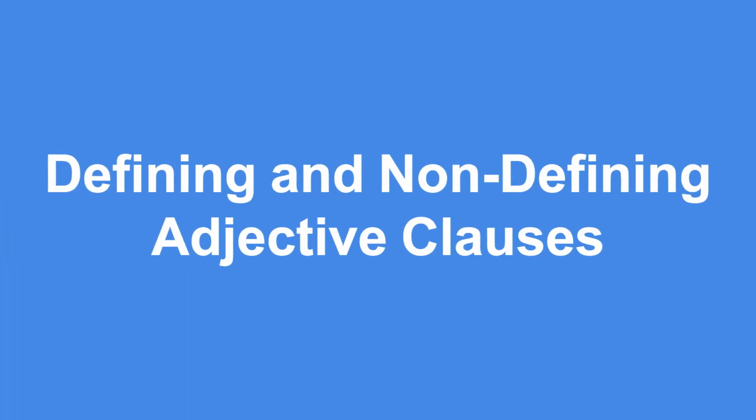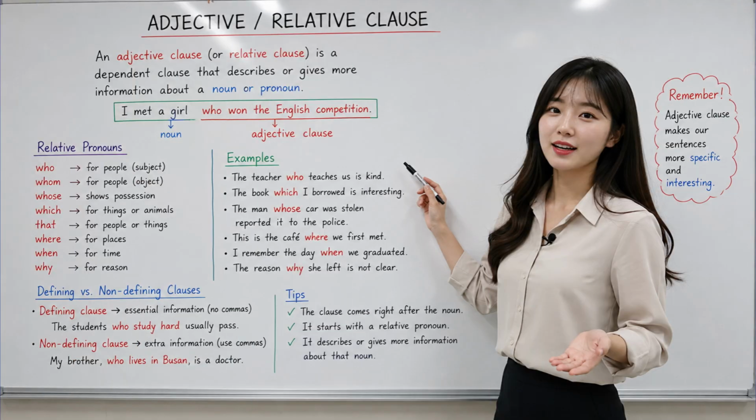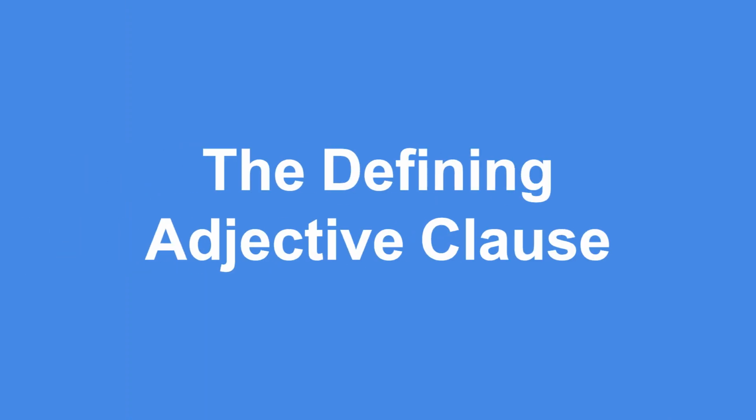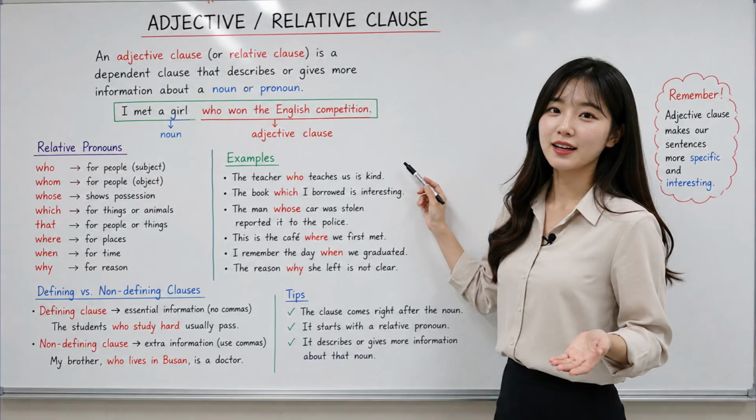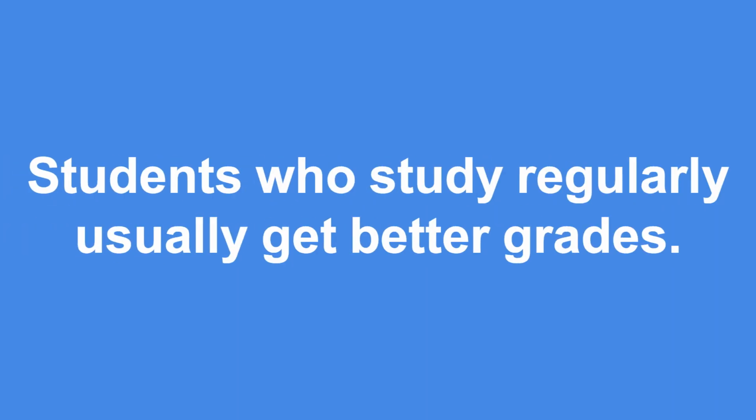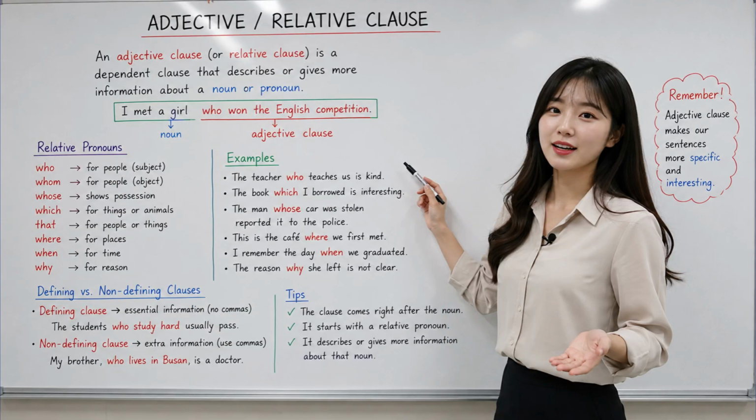Defining and non-defining adjective clauses. There are two important types of adjective clauses. The first is the defining adjective clause. This type gives essential information. Without it, the sentence would lose its meaning. For example, students who study regularly usually get better grades. Here, the clause tells us exactly which students we're talking about.